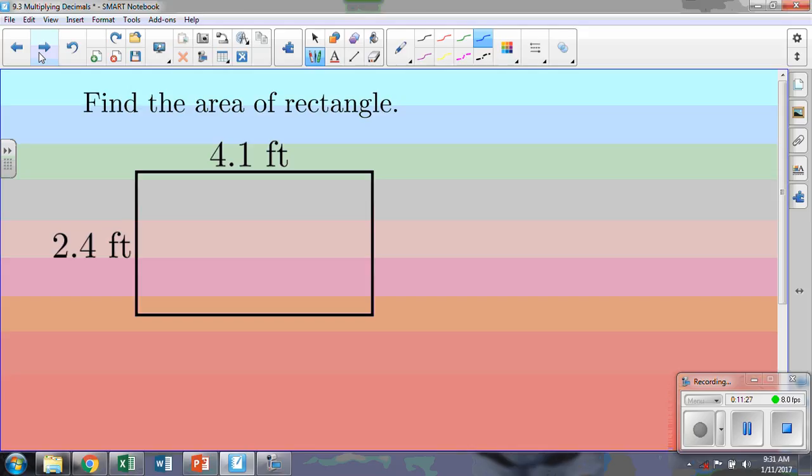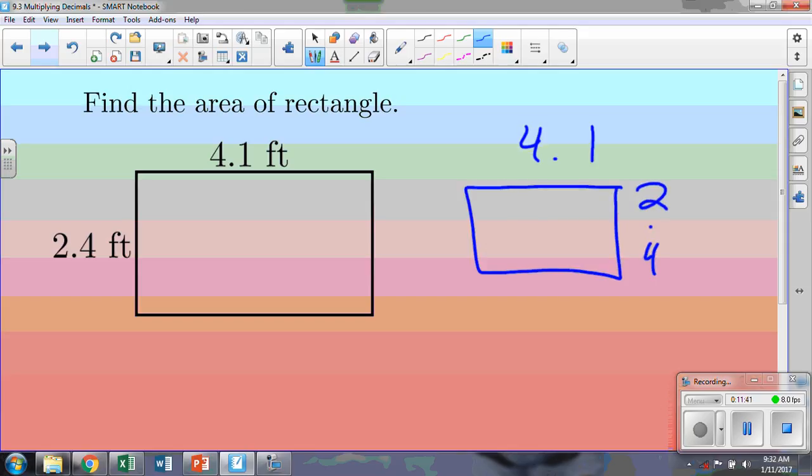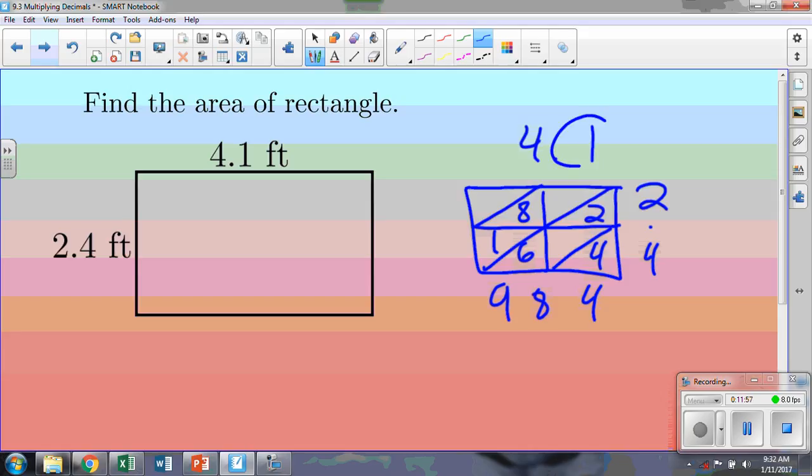What about area? Area of a rectangle is straightforward. It's just multiplying. In order to get the area, all we're doing is taking 4.1, multiplying it by 2.4. So 2 times 1, 2 times 4, 4 times 1, 4 times 4. Adding our diagonals. And then because we've got 2 digits after the decimal, we come in 2 places, we're done. 9.84 square feet.